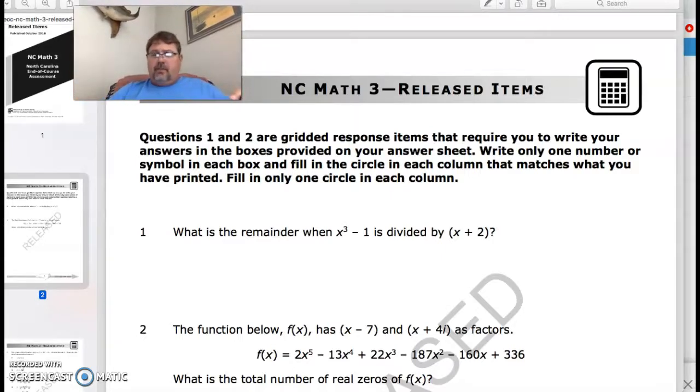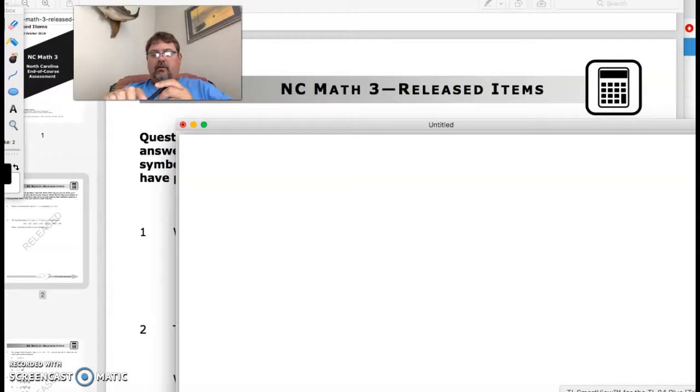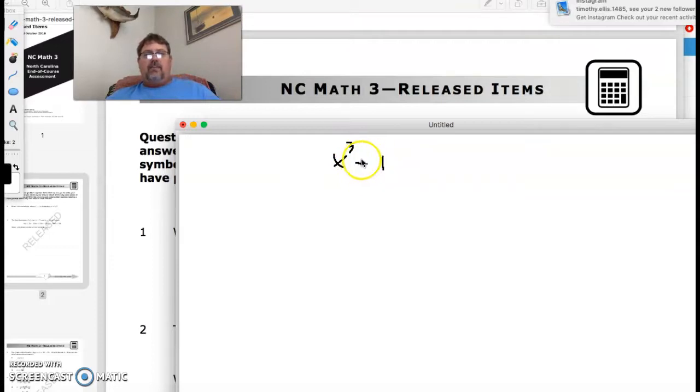Okay, so we got x cubed minus 1, and we're going to divide it by x plus 2. All right, so one way to do this would be just set it up with your synthetic division. Because you're dividing by x plus 2, it fits the format. You can use it. So we have x cubed minus 1. And notice he's missing the x term and the x squared term. And we're going to divide it by x plus 2, right?